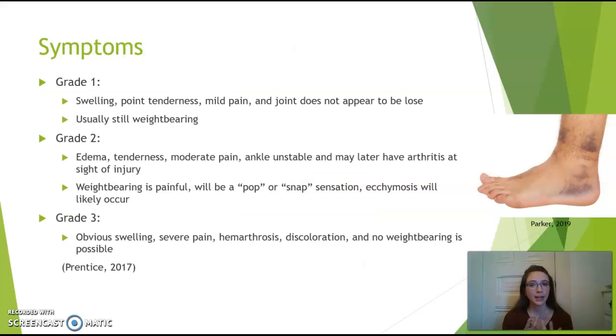So, like I said, there are 3 grades. Grade 1, there's some swelling, and point tenderness, which means tenderness in one area. There's mild pain. They usually can still weight bear on the ankle, which is great. Grade 2, there starts to be some watery fluid, which is called edema. Tenderness is more general, with moderate pain. The patient will complain of a pop or a snap when the injury first occurs, and weight bearing will be kind of painful. Grade 3, there's definitely swelling, severe pain, and discoloration you can see on the outside, and no weight bearing is possible. It just hurts.